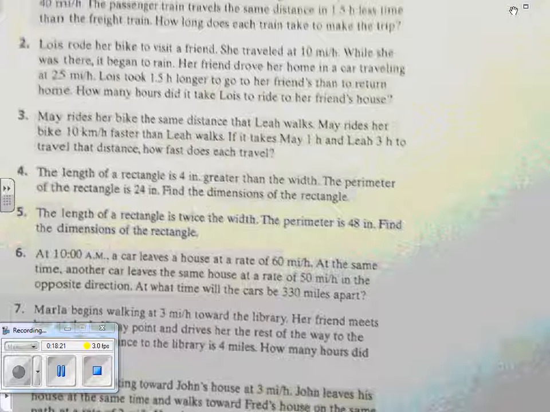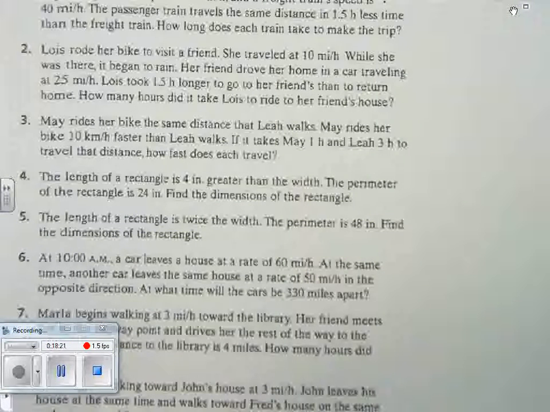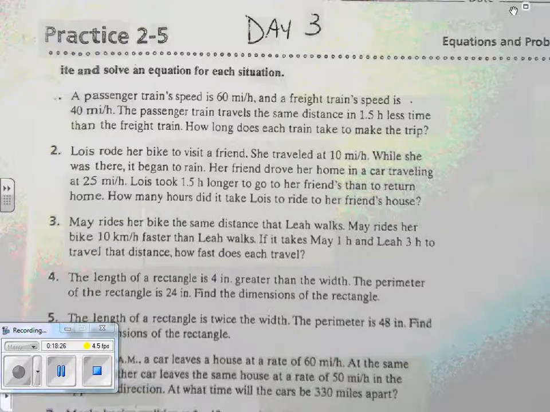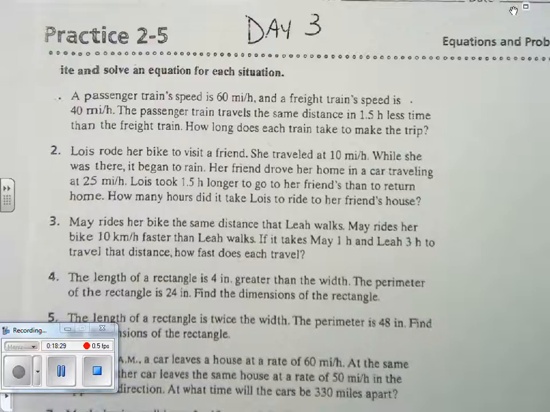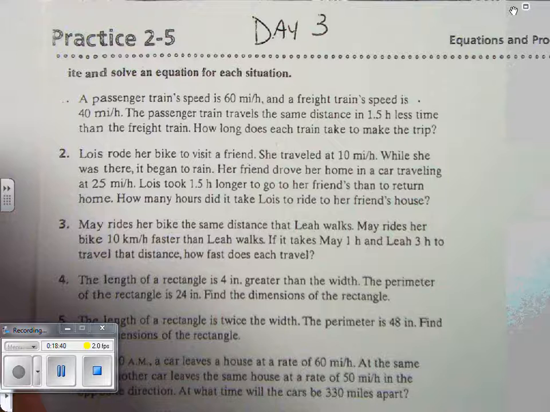Let's talk about our worksheet. If we look at problem number 1 on this worksheet, we need to figure out which table it matches. What type of problem is it? Same direction, opposite direction, or round trip? Same direction, so that's example number 4. So maybe put a little number 4 there.